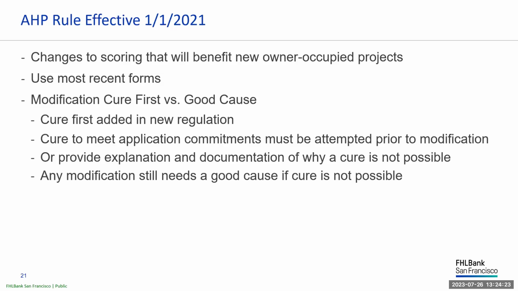So for example, if a project had initially targeted all units at below 65% AMI, but now wanted to sell homes to families above 65% AMI, a reasonable period of time would need to pass where the sponsor attempted to find below 65% AMI buyers. Those efforts would need to be documented before a modification could be processed to sell homes to a higher AMI buyer.